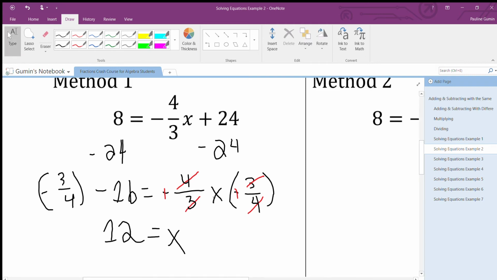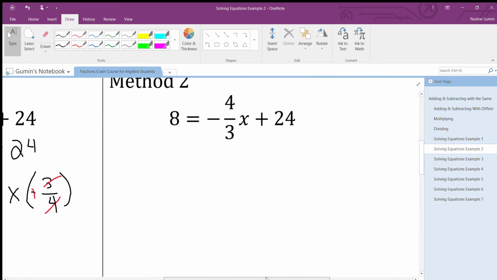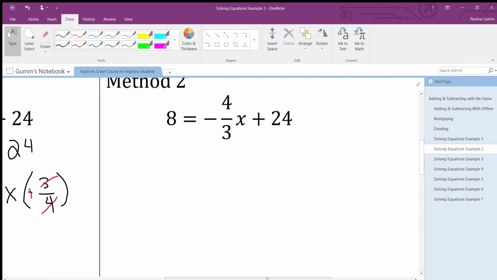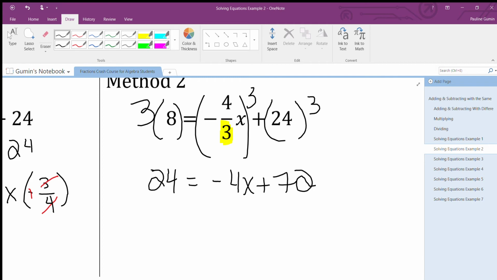Okay, so that's the first method. Let's look at the second method, which will get rid of our fraction. This time we have a denominator of 3. So we're going to multiply every part of our equation by 3. Okay, so 24, negative 4x, 72. Looks like a regular two-step equation.